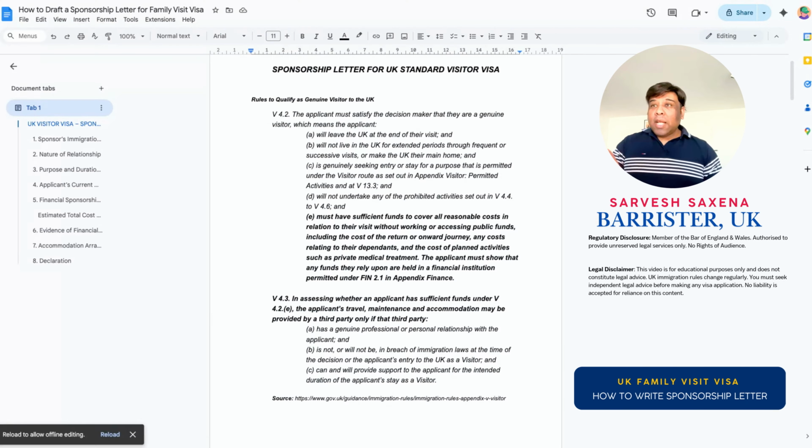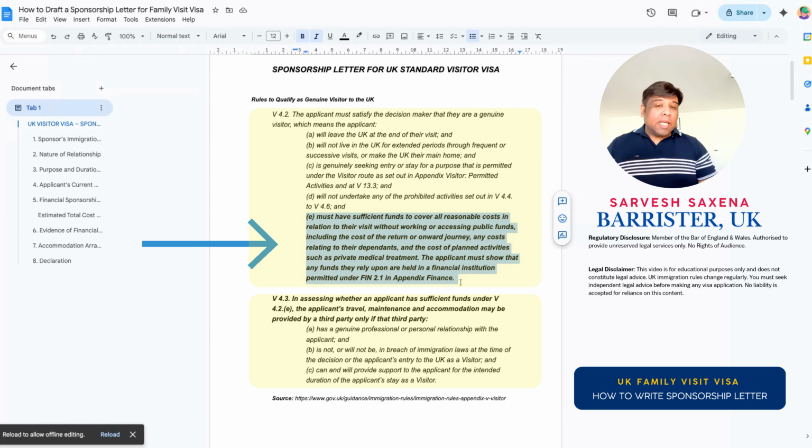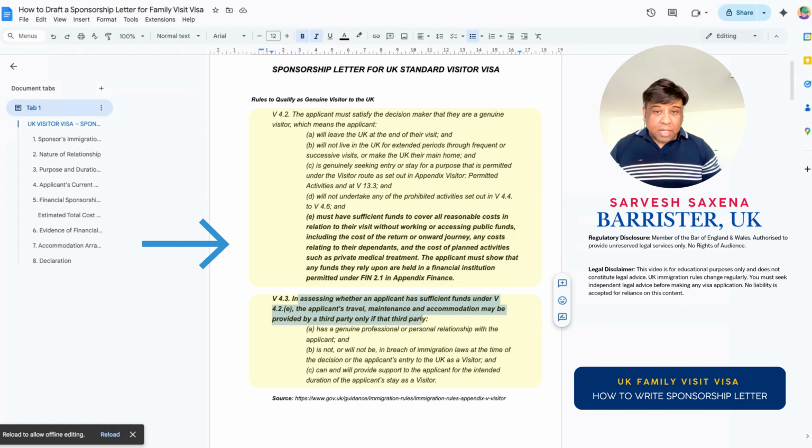Now, in order to get the visitor visa, you need to comply, because when the immigration officer refuses the application, these are the grounds which he or she selects to refuse your visa. But for this visa, what is relevant, if you look at the screen, let me click on the link, is this part, V4.2E, which means in simple terms, you should be able to cover the expenses for the UK trip yourself. And if you are not able to, that means if there is a third party, then they should be able to cover the entire trip.